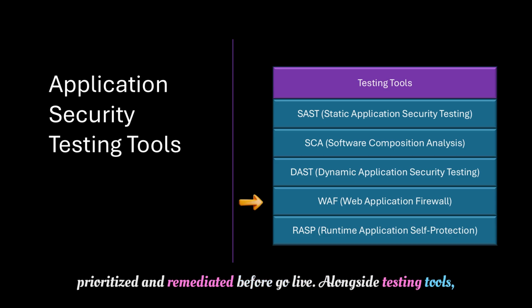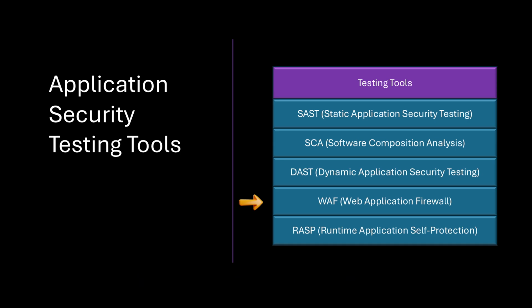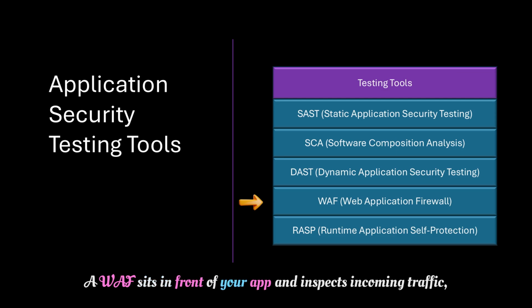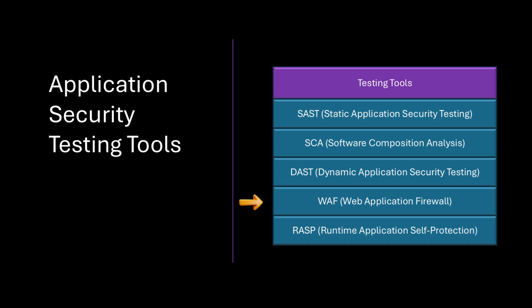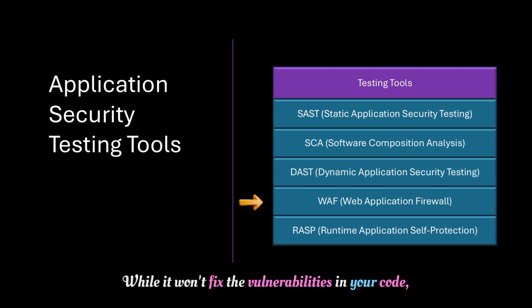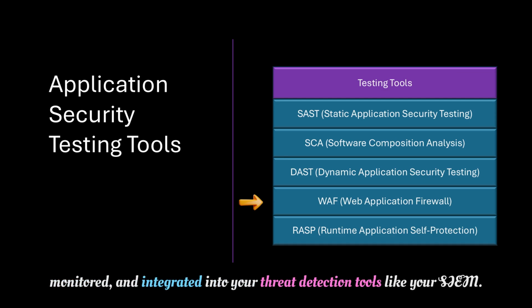Alongside testing tools, you also need WAF, which stands for Web Application Firewall Protection. A WAF sits in front of your app and inspects incoming traffic, blocking malicious payloads like injection attacks or bot-based exploits. While it won't fix the vulnerabilities in your code, it gives you a real-time defensive buffer. You're responsible for ensuring the WAF is well-tuned, monitored, and integrated into your threat detection tools like your SIEM.